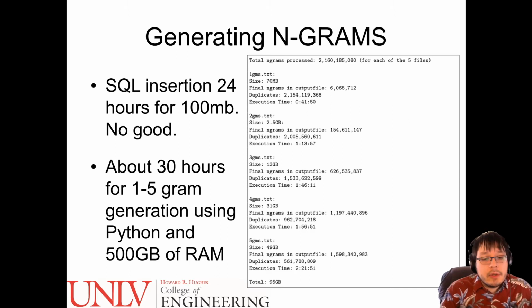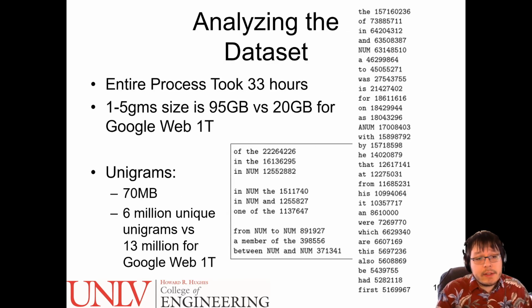So what we ended up doing was trying to simplify everything as low as possible to just sort and write and read from files and basically calling Python sort functions. And we were able to generate the 1 to 5 grams in about 30 hours, but we required about 500 gigabytes of RAM, which we had to use a special computer for. Once we did that, the size of the data was actually 95 gigabytes compared to Google Web 1T's 20 gigabytes, of which in the unigrams we had about 70 megabytes in size and about 6 million unique unigrams versus Google's 13 million for Google Web 1T.